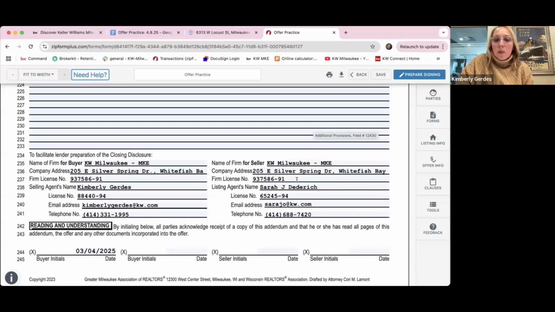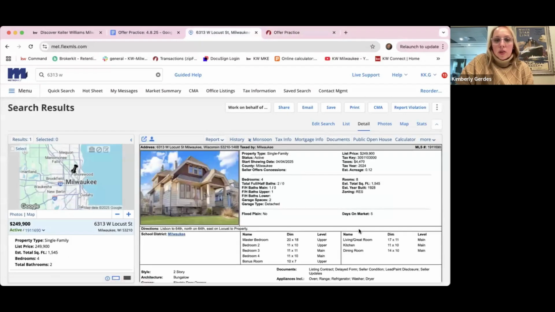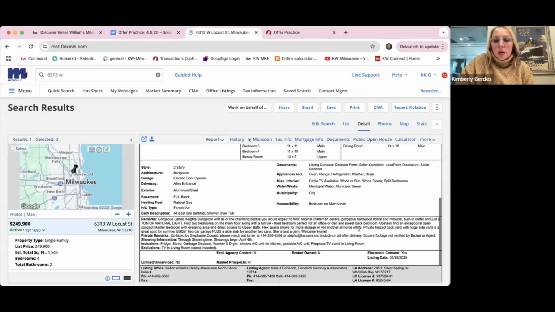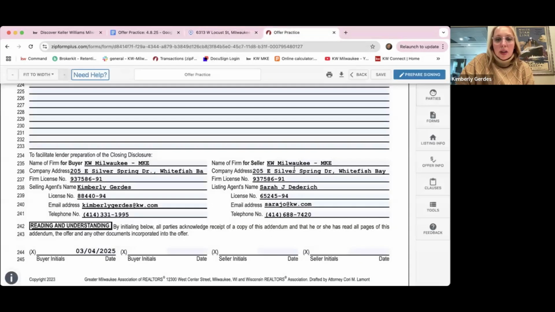So for the listing firm, you can get all of this information from the MLS detail sheet. So if I go to report, here is all of the information that I would need for the listing agent. LO means listing office license number, so their brokerage license number, and LA means listing agent license number. So this is where I take that information and I drop it into addendum A over here on the right-hand side.